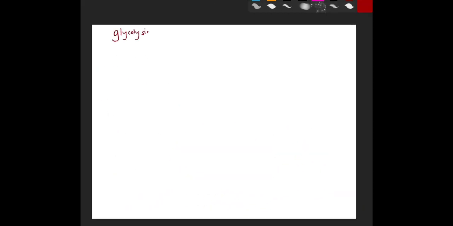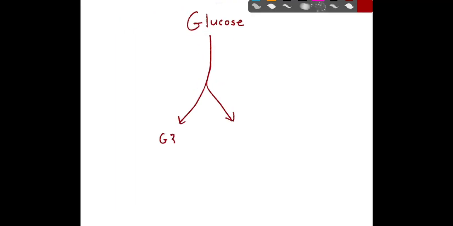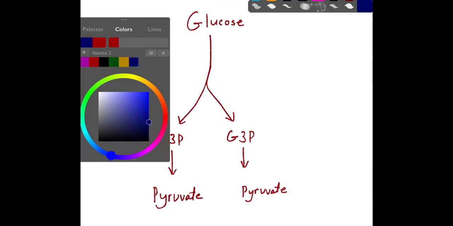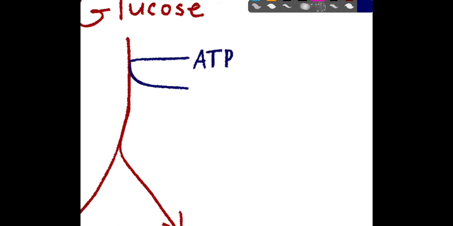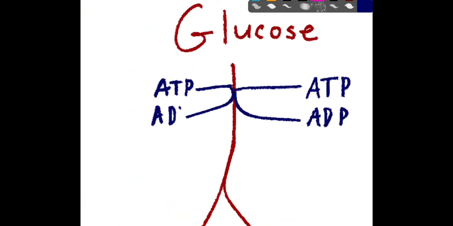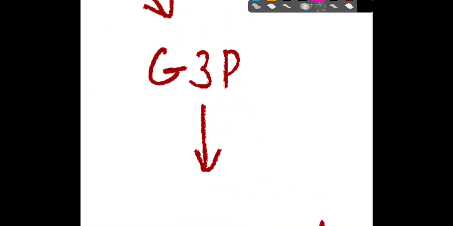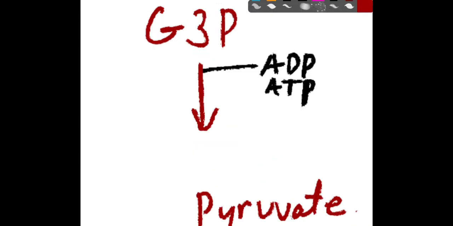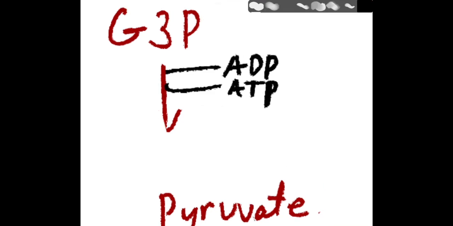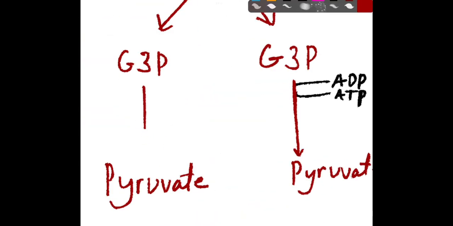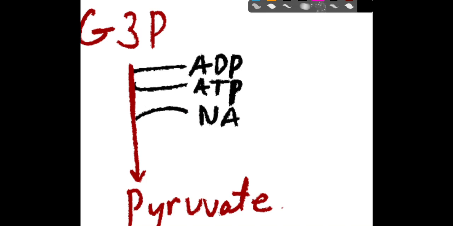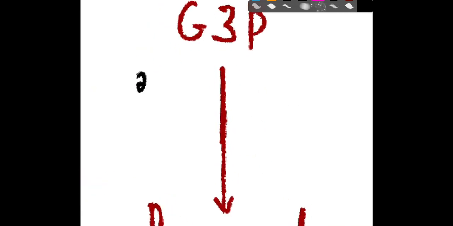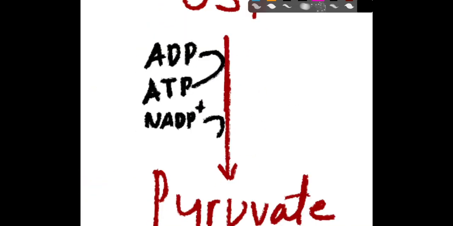The first step of cellular respiration is glycolysis. Glycolysis occurs in the cytoplasm. We use glucose from previous steps and turn it into G3P. While that happens, ATP is converted into ADP. NAD plus is turned into NADH. So glucose turns into G3P, and G3P turns into pyruvate, which will be used for the Krebs cycle.